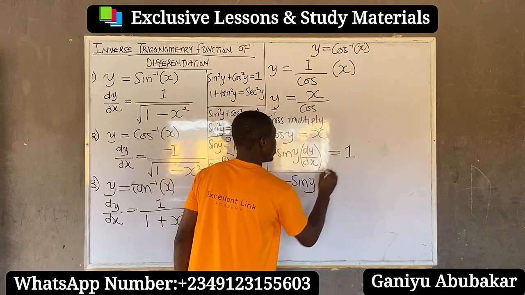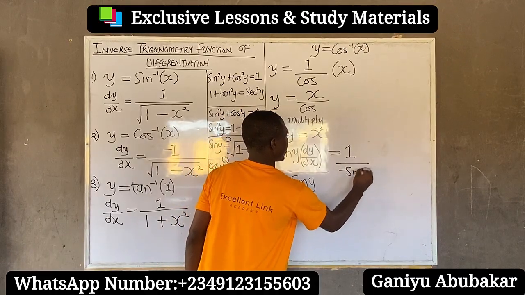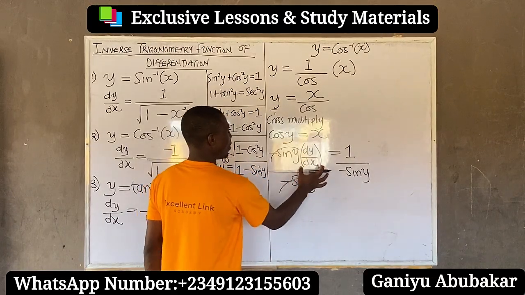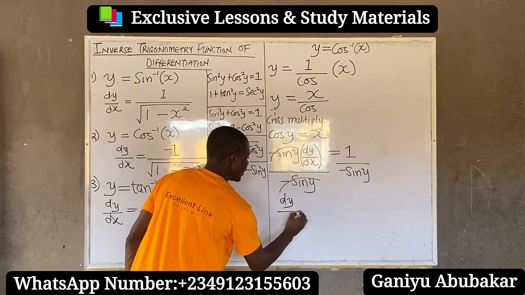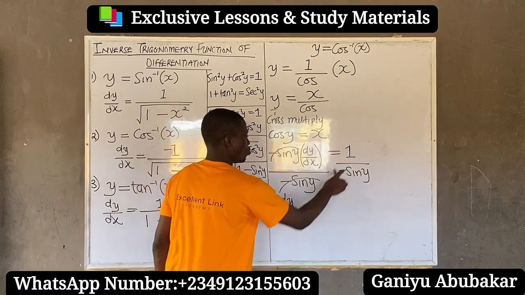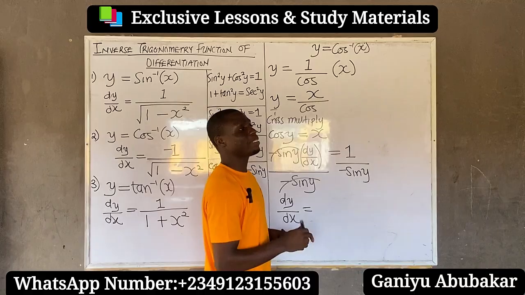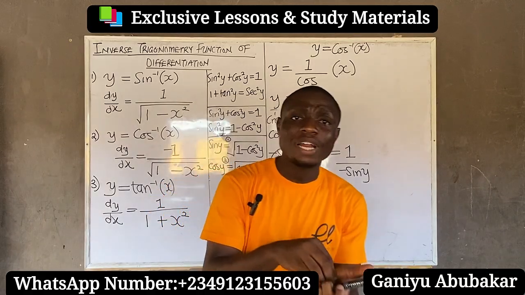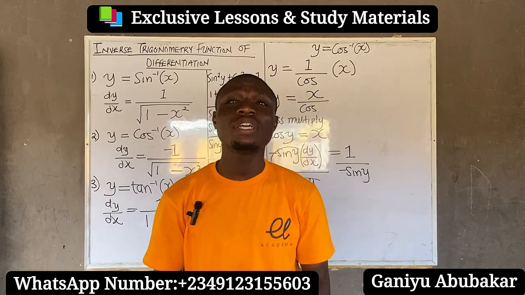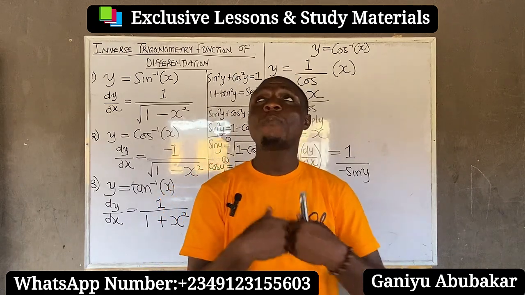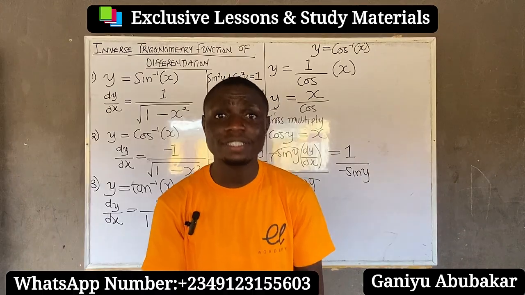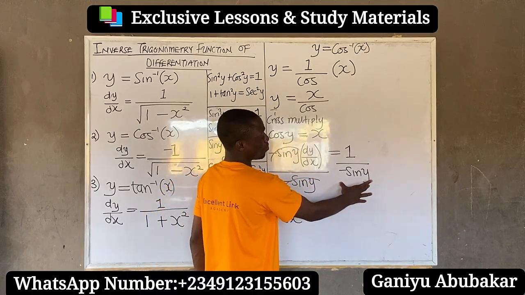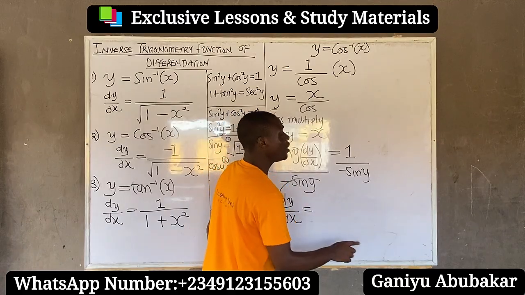Negative sine y over negative sine y. That is, this will cancel this. I'm left with dy/dx equal to... Of course, in mathematics, you should know that it's not allowed to put a negative sign in the denominator. So negative sign should not be in the denominator.